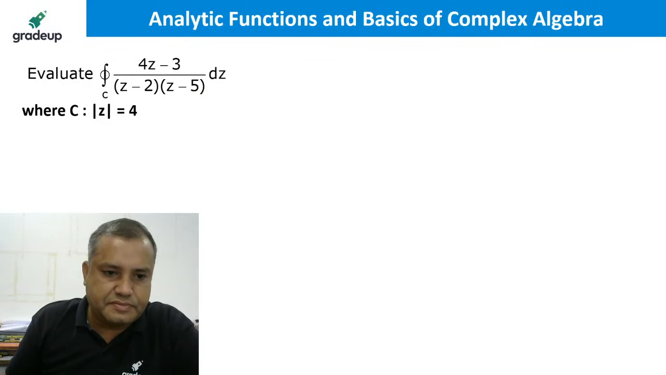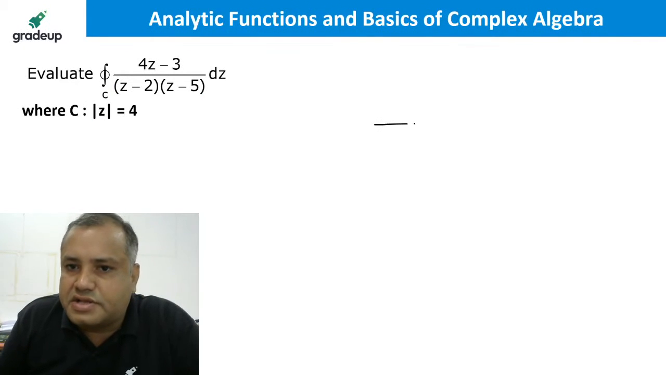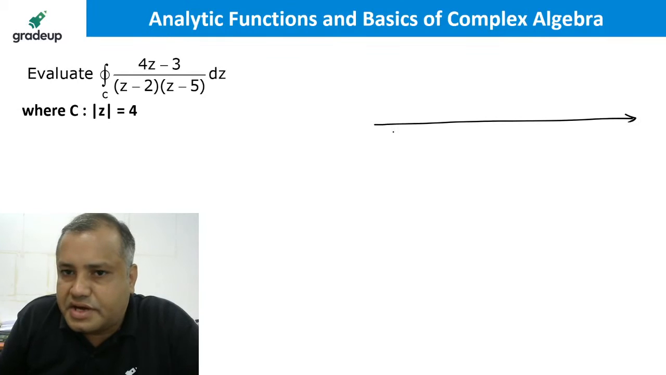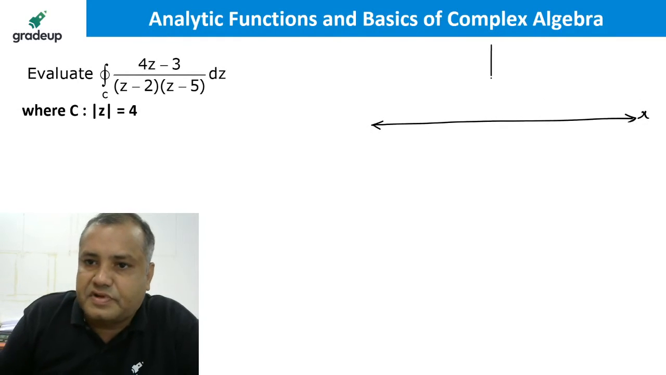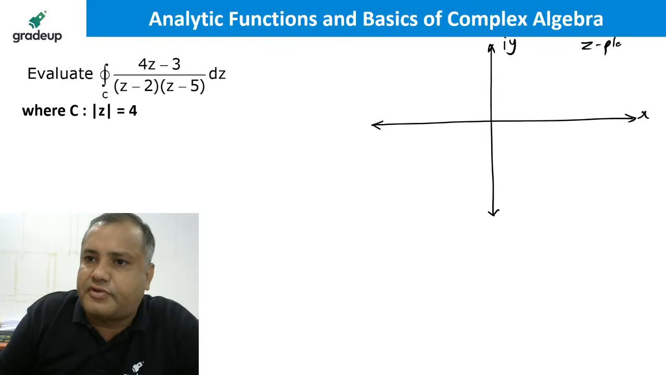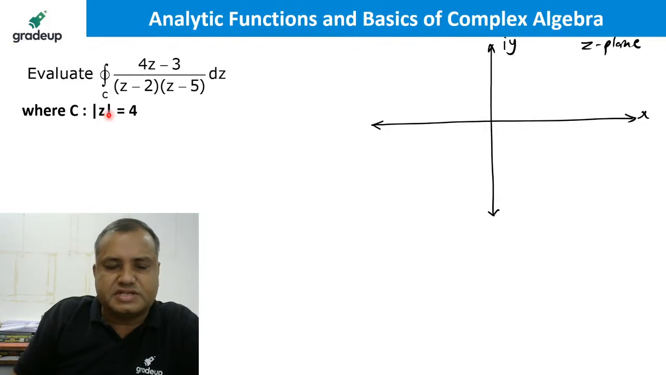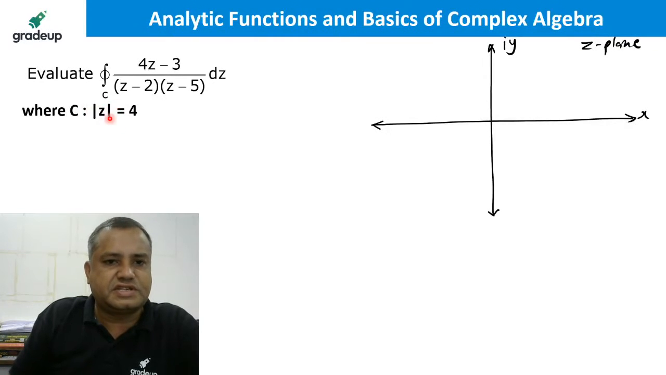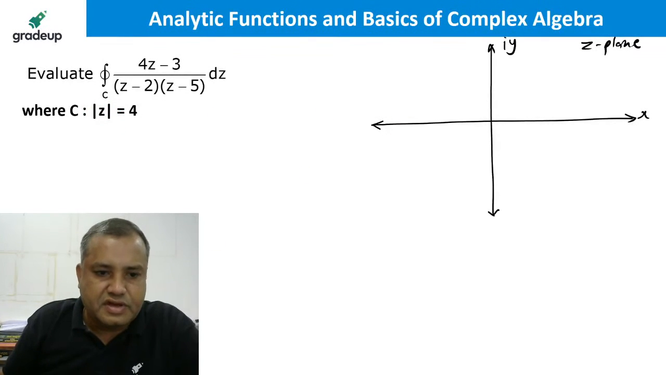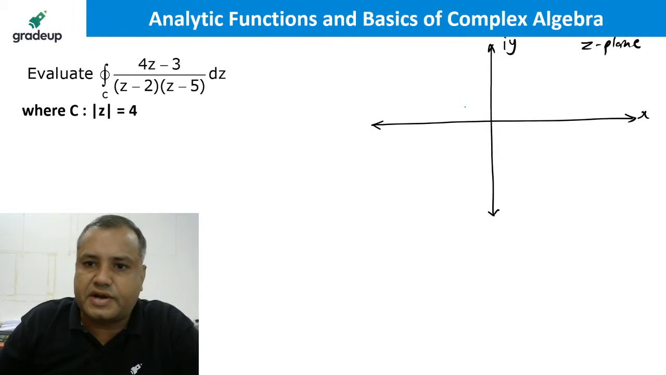Now please see here. I can solve these questions in 30 seconds also, 1 minute also, less than that also. But in order to explain everything, I am drawing and writing all these steps so that you can refer to it for your future reference. So mod z equal to 4, this is the boundary of the region. So this is a circle with center at origin, radius equal to 4.